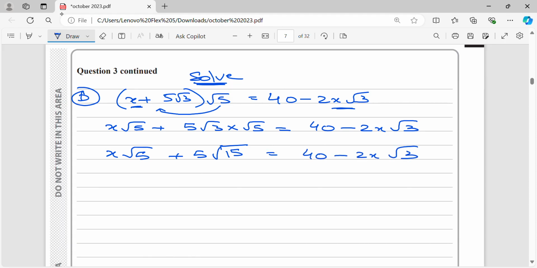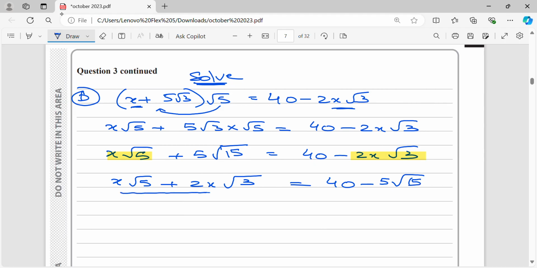Now it's time to collect like terms. So I can see x root 5 is here and 2x root 3 is here. Let's collect the like terms. So x root 5 plus 2x root 3 equals 40 minus 5 root 15.